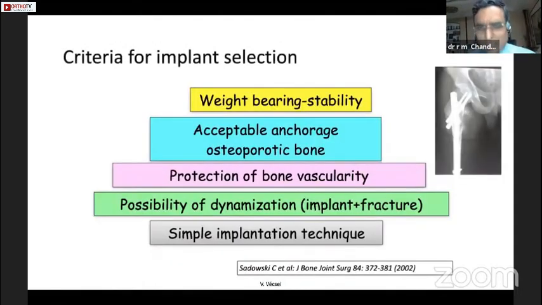Now, all of us are debating this topic very dear to our heart, but we have to take into account these five or six parameters: the weight bearing stability provided, and the acceptable anchorage in osteoporotic bone, because if that is not there, a lot of void, no bone healing potential, whatever you compare would not be very real. The protection of bone vascularity is really important, and the possibility of dynamization, because this area of bone quite often dynamizes with some collapse and then heals.